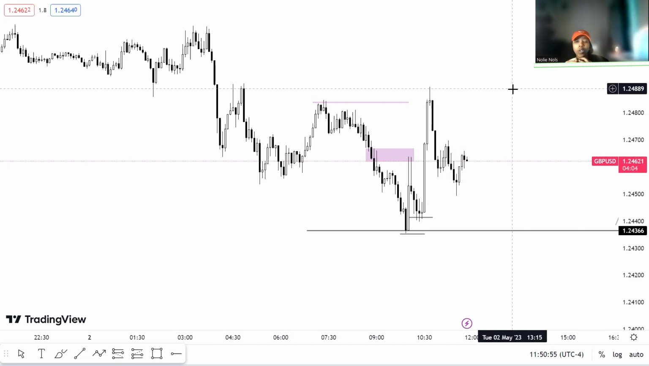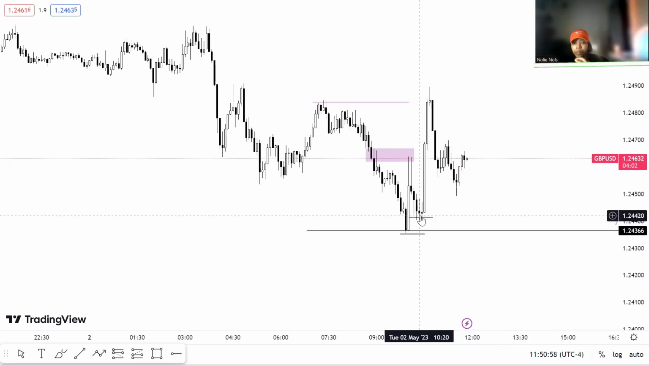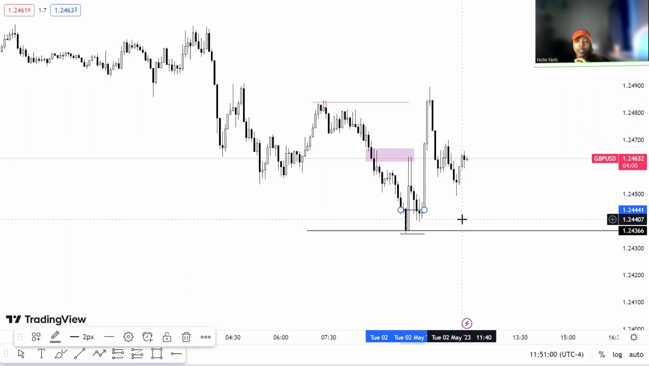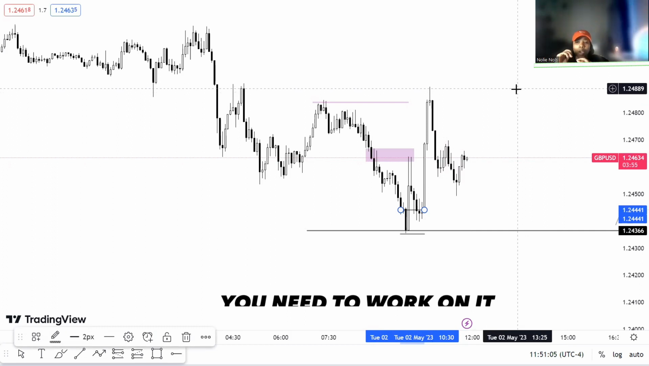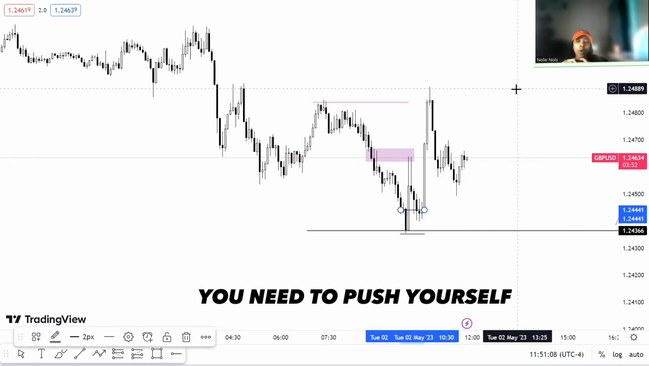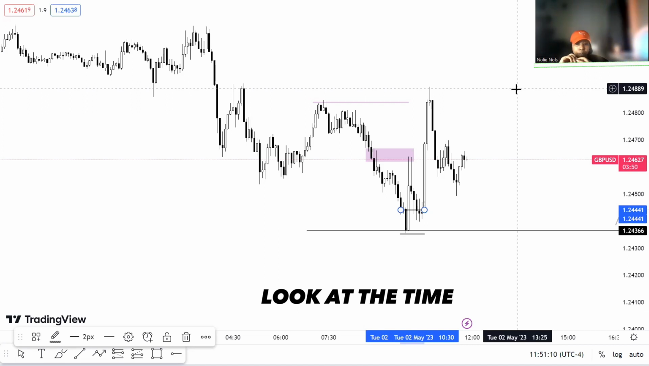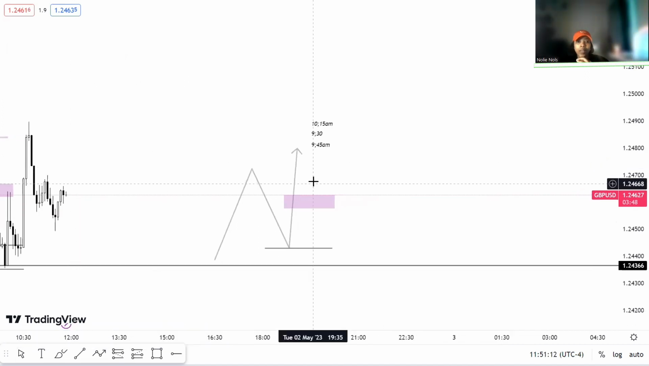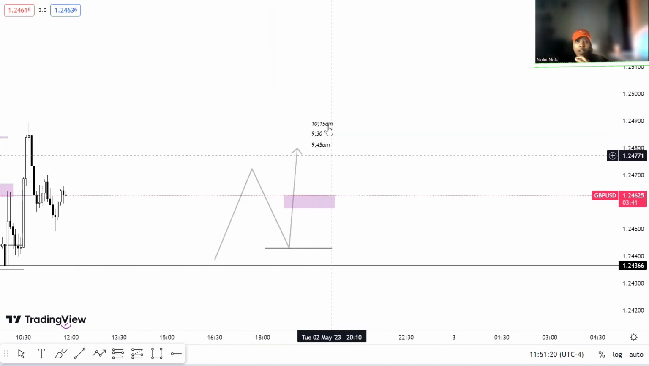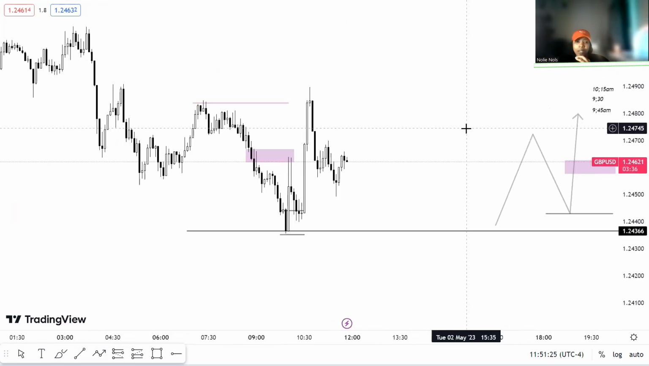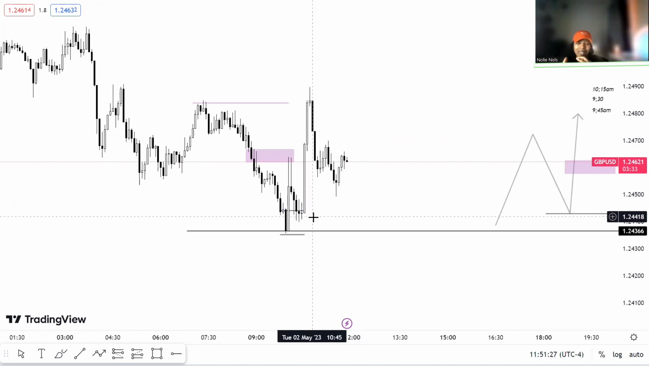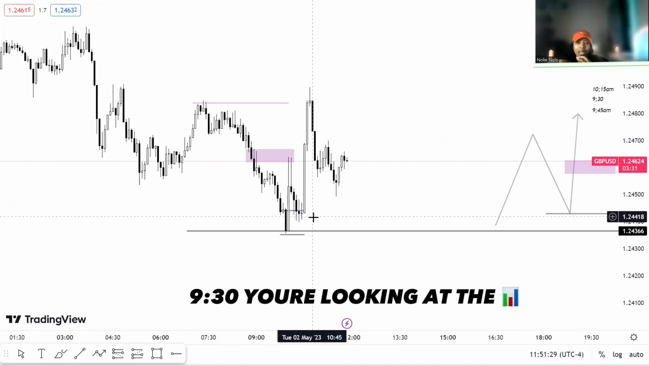So you should look into the market and see if the market will present these opportunities. Now, this is not something that you look at today and you just try it tomorrow. You need to work on it. You need to push yourself and learn price. Look at the time first. But remember the times, okay? These are the times, okay? You in your desk at 9:45. You can start at 9:30 to 9:45, and then 10:15 to 11 o'clock, you're looking at the trade. So 10:15, we're looking at an entry. 9:30, we're looking at the chart.